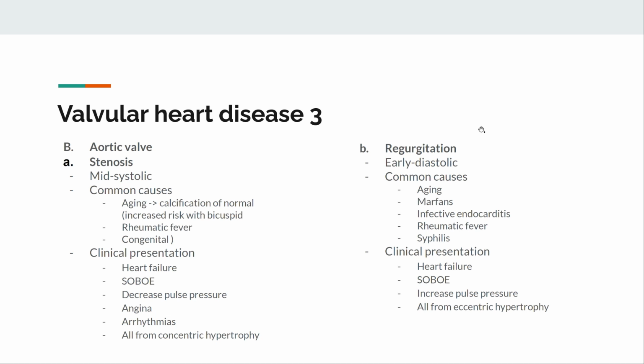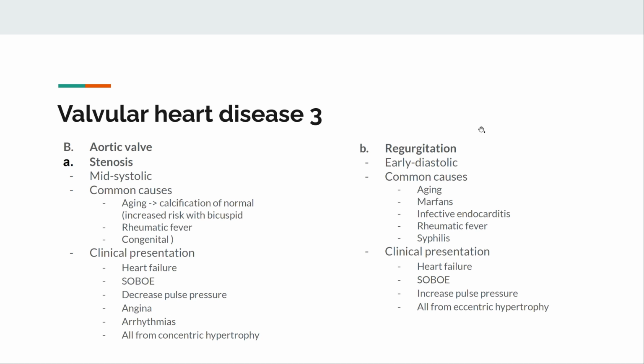essentially all of these things come from a concentric hypertrophy, which is where you get a decreased amount of space inside the ventricle because it undergoes hypertrophy in a concentric manner, so it's going to circle around and around and decrease the amount of volume of blood that can fit inside the heart. Next, you've got your regurgitation, so your aortic regurgitation. This is, again, an insufficiency of the heart valves where it's just going to allow blood to flow back during diastole.